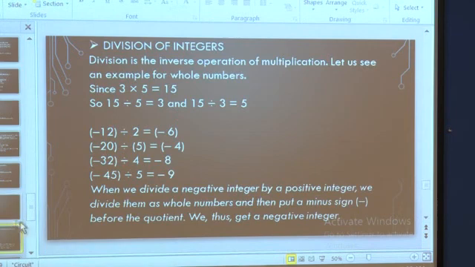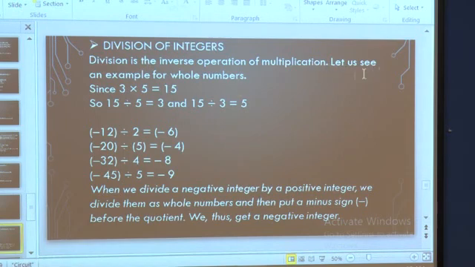Now, everyone understood the multiplication of integers. Now, we will go for division of integers. Today we have learned about the multiplication of integers. In the previous class, we learned many different types of properties. Today is the last topic of integers, division of integers. Division is the inverse operation of multiplication. Yes, you know addition and subtraction are similarly inverse. Here also we know that division is the inverse operation of multiplication.